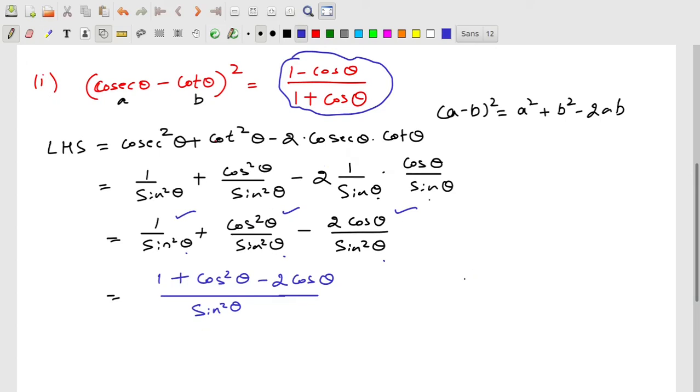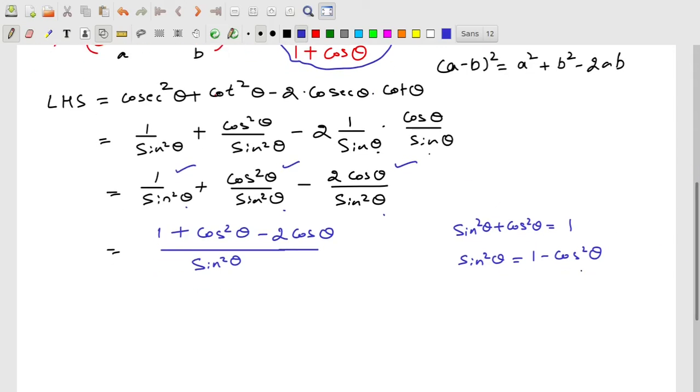See here, we know the first identity. What is the first identity? Sine square theta plus cos square theta is equal to 1. Then this sine square theta can be written as 1 minus cos square theta. Okay, fine. So then how will you get this 1 plus cos theta? Again you need to use one more identity. See here, this 1 minus cos square theta can be written as 1 square minus cos square theta. Yes or no?